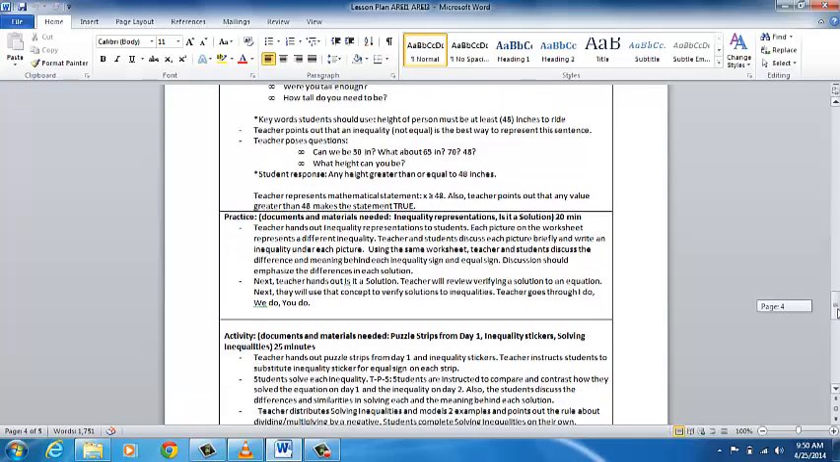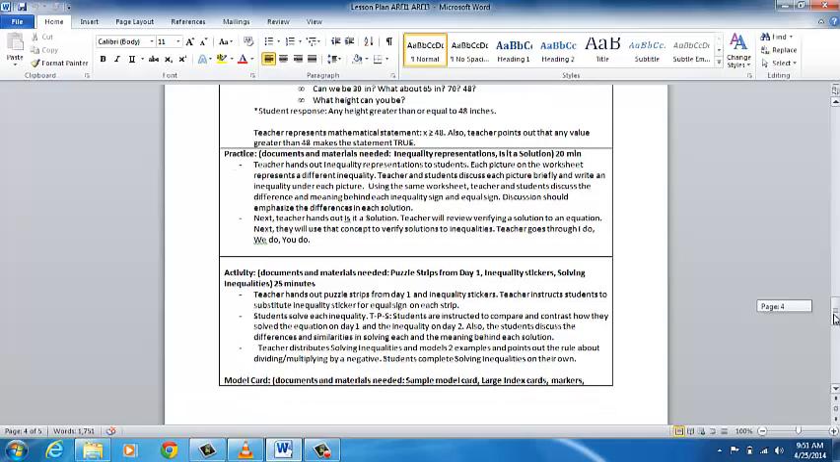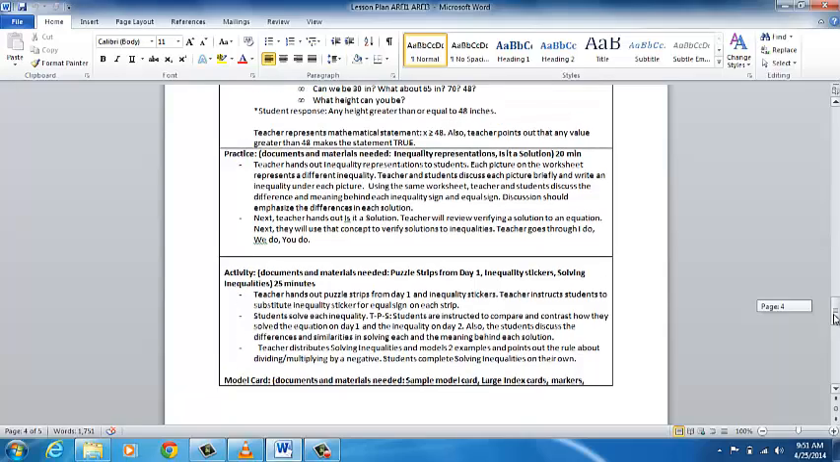Then the teacher is going to hand out the worksheet, Is It a Solution? Teacher will review verifying a solution to an equation, and next they will use that concept to verify solutions to inequalities. The teacher will be going through an I do, we do, you do.